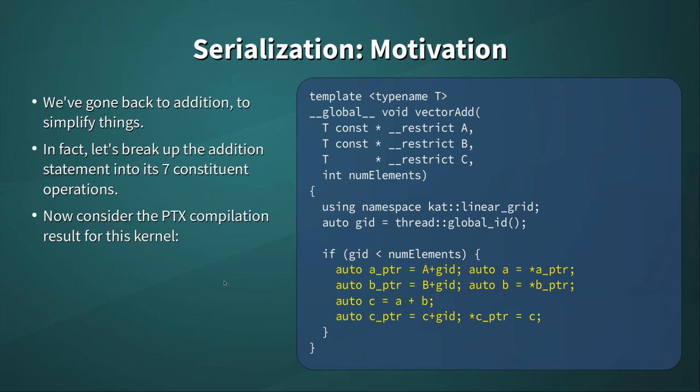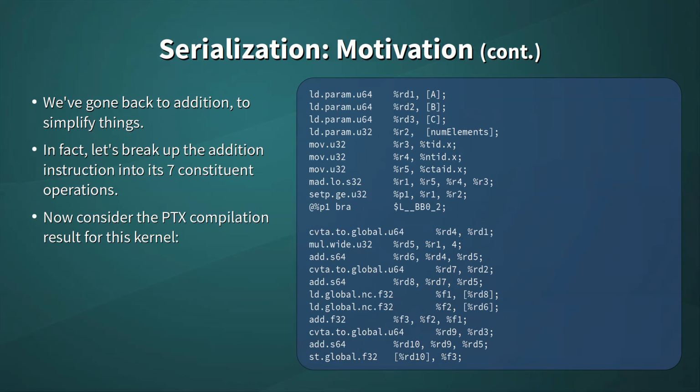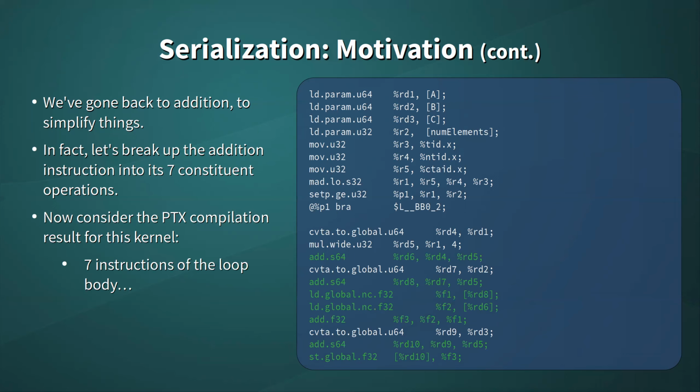So I want to have a look at what this looks like in the PTX that you get when you compile the kernel. This is most of the PTX for the kernel. I've removed some stuff from the beginning and the end. This isn't a presentation about how to read PTX, so you might not know exactly what all of these things mean. But 7 of the instructions here correspond to the 7 operations we saw before.